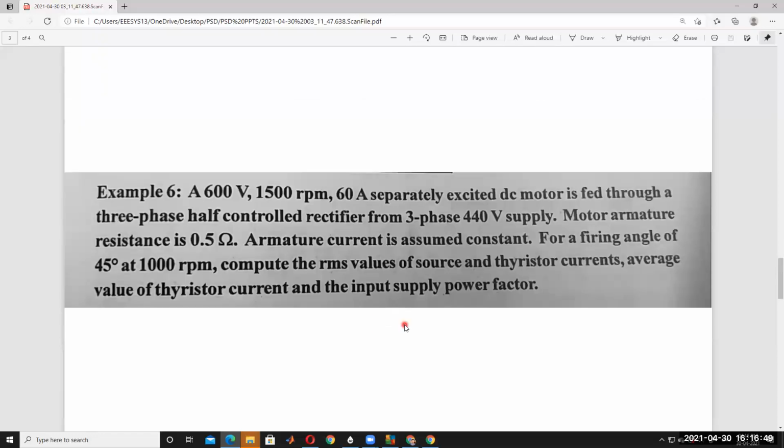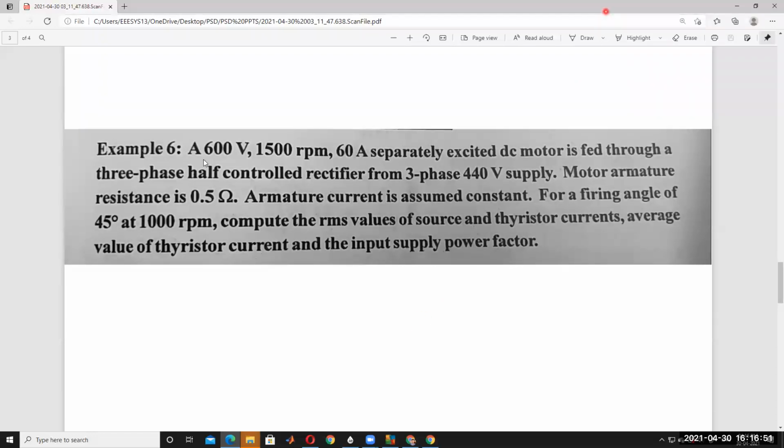Sixth problem. Take this, all of you. A 600 volts, 1500 RPM, 60 amps separately excited DC motor is fed through a 3-phase half-controlled rectifier from a 3-phase 440 volts supply. The motor armature resistance is 0.5 ohms. Armature current is assumed to be constant for a firing angle of 45 degrees at 1000 RPM.